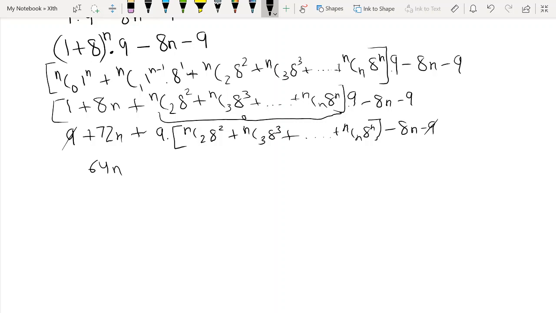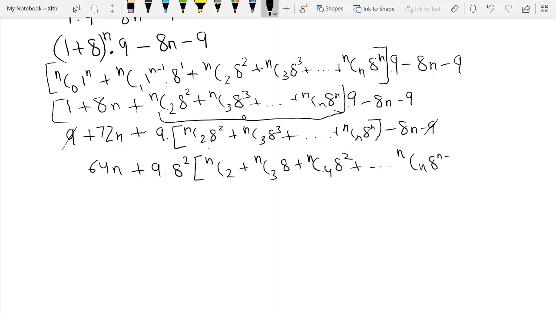64n. And students, if you see, we can take 8 square common from within the bracket, because 8 square is the highest common factor. So let us do that. So what do we get? We get plus 9 into 8 square, and then nC2 plus nC3, and 8 cube divided by 8 square will give me just 8. Likewise, let me take another term to make the point clear. So nC4 8 square. So what is happening? We are subtracting 2 from every power. So in the end we get plus nCn 8 raised to power n minus 2.